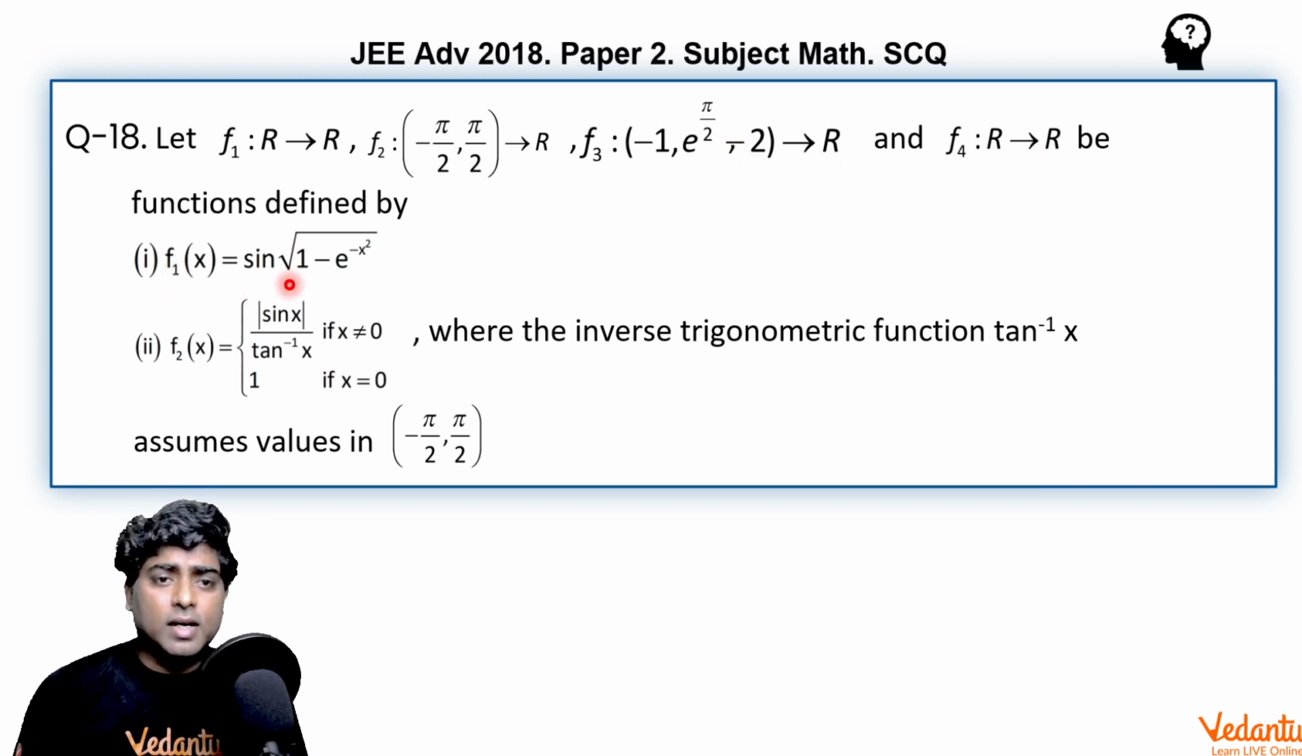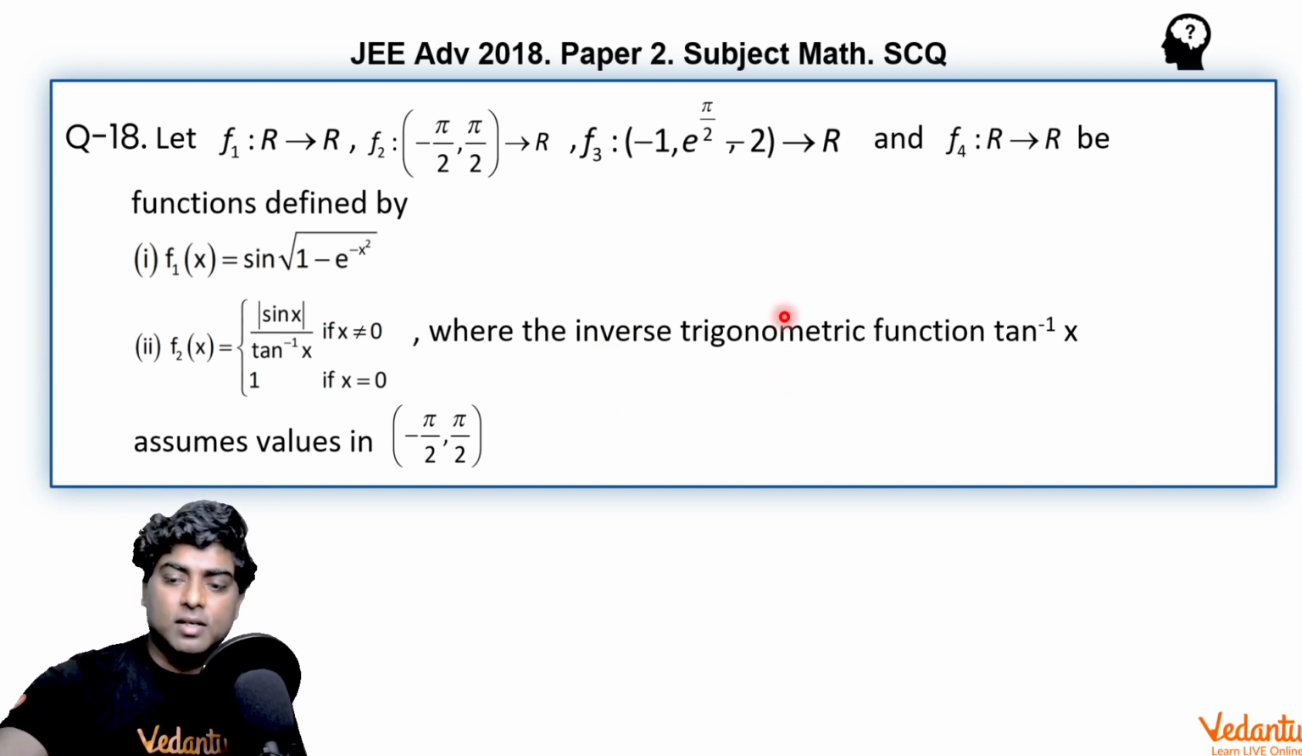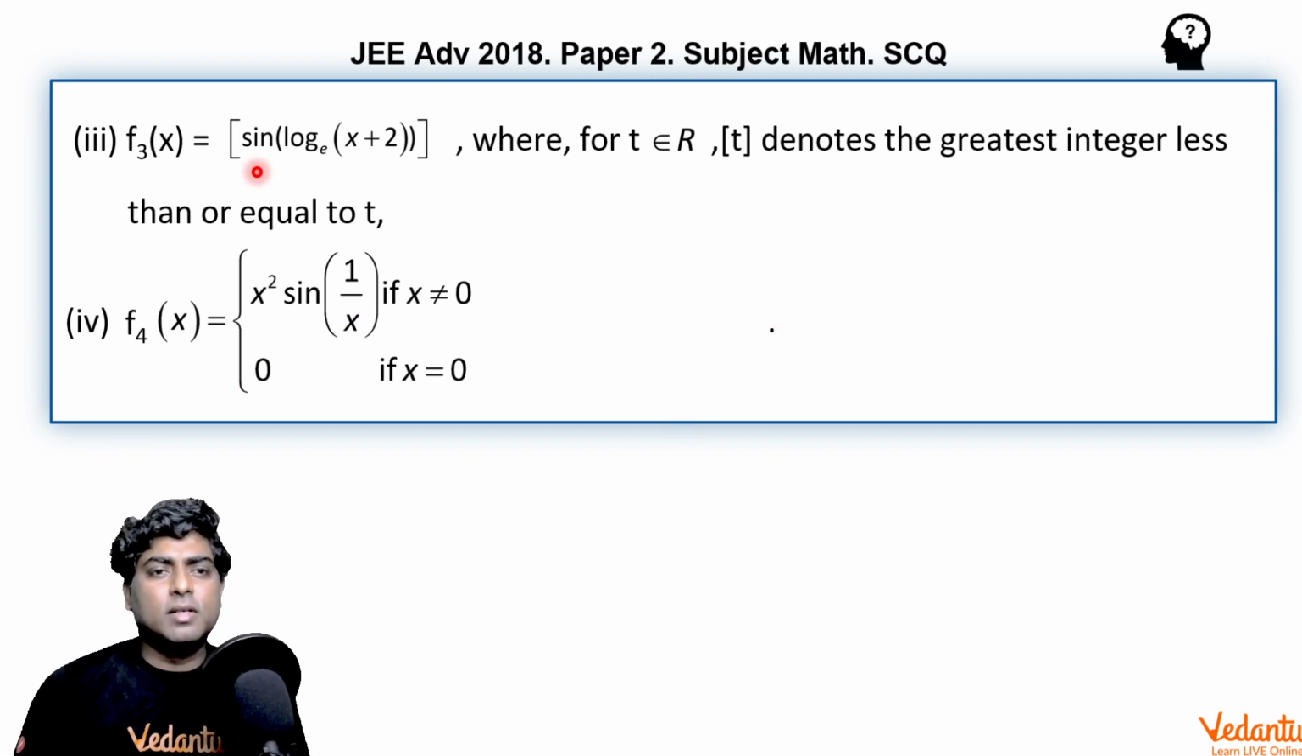Functions are given as f1(x) = sine of under root of 1 minus e raised power minus x square, f2 as mod sin x upon tan inverse x for x not equal to 0, and 1 for x equal to 0, where inverse trigonometric tan inverse x takes principal values minus pi by 2 to pi by 2, standardly defined. f3 similarly is given as greatest integer of sine of ln of (x plus 2), and f4 as x square sine 1 by x for x not equal to 0, and 0 when x equal to 0. f4 is a commonly seen function.